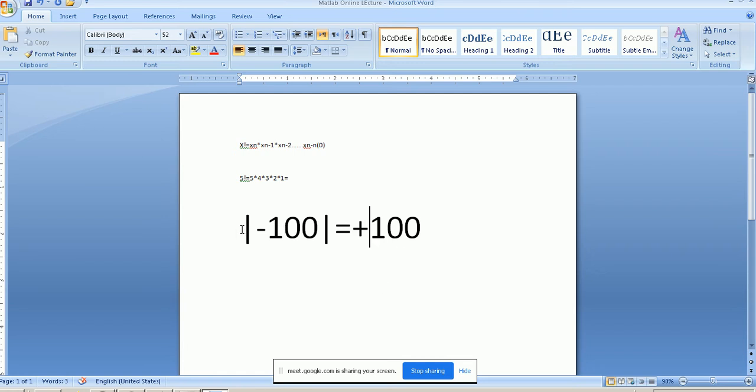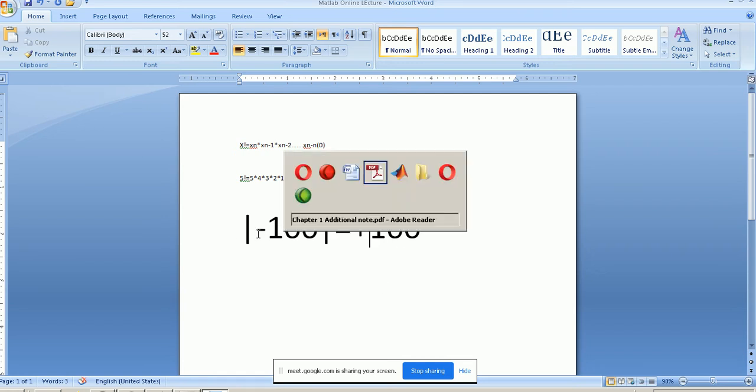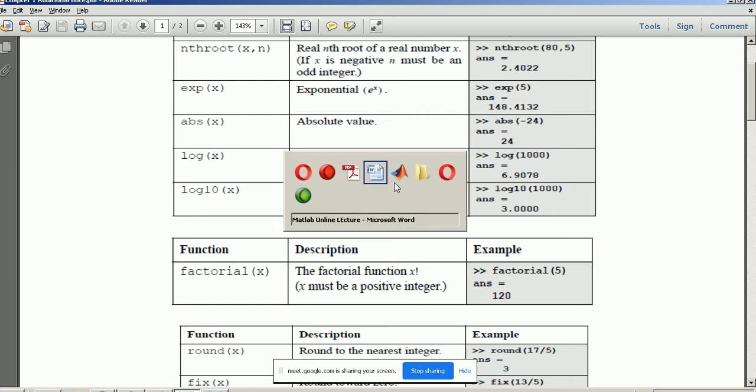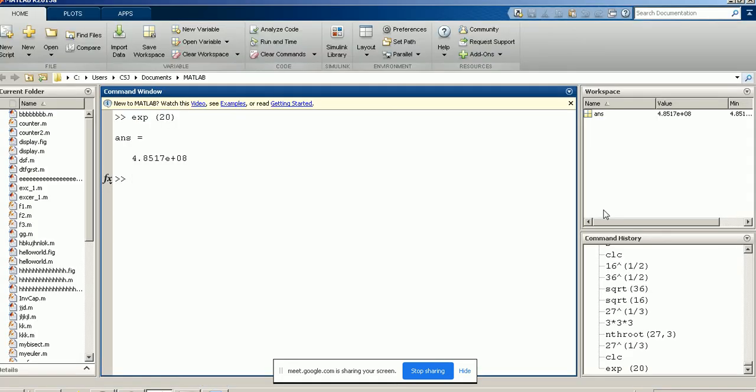Okay, so this is about the absolute value. So how can we represent the absolute inside Matlab? Inside Matlab, we just write abs. Let me take this example. For example, I want the absolute value of minus 24. The result is going to be 24. Okay, guys? If I want the absolute value of minus 100, the result is 100.